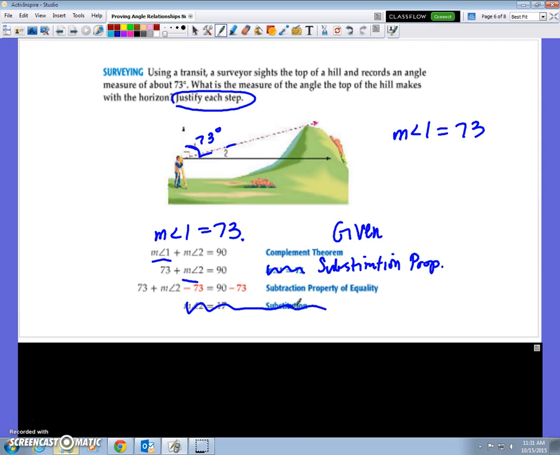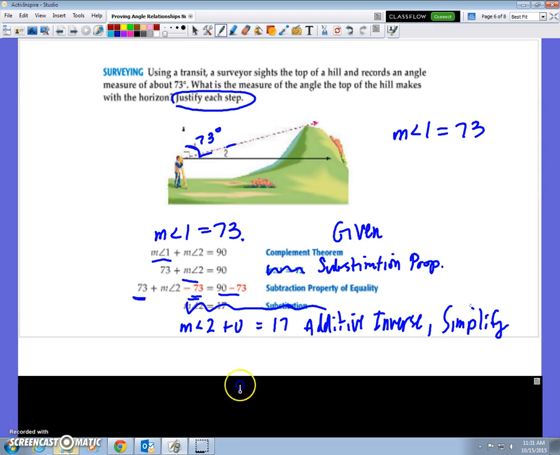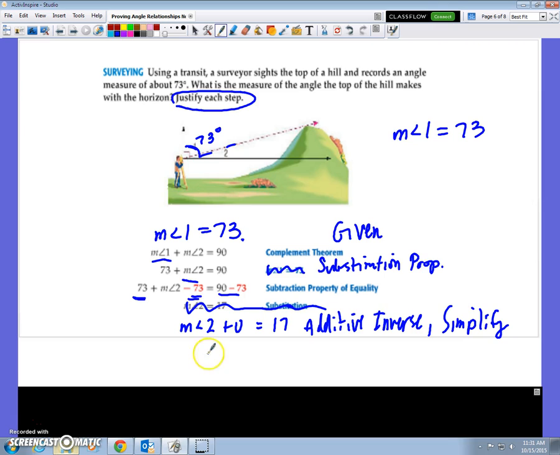We're going to use the subtraction property. We're going to combine like terms or simplify. On this one right here, when we're adding opposites, we're going to call that the additive inverse property. Additive inverse. And we're also simplifying the right-hand side. And then when we add 0 to something and it keeps its identity, we're going to say the measure of angle 2 must equal 17, the identity property of addition.